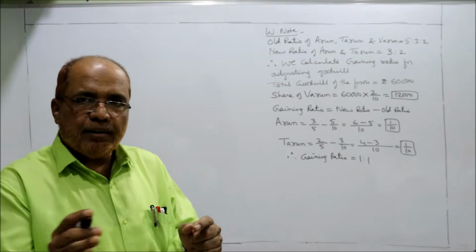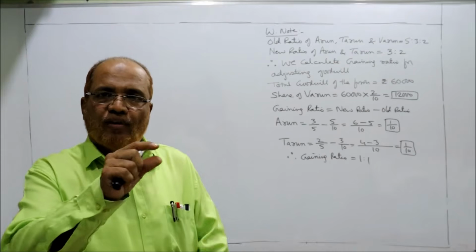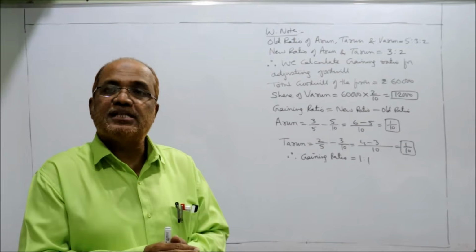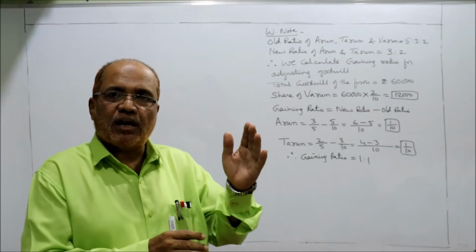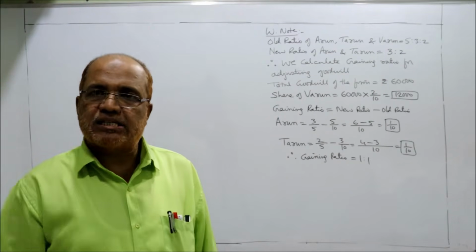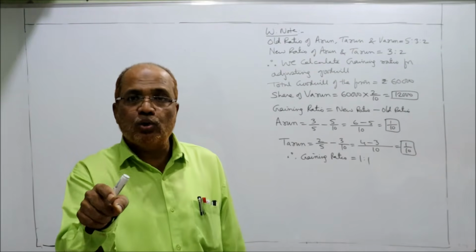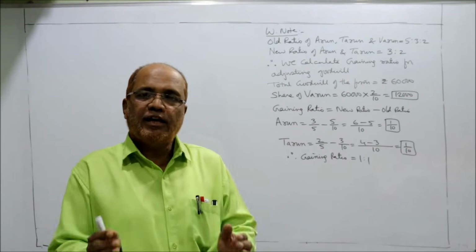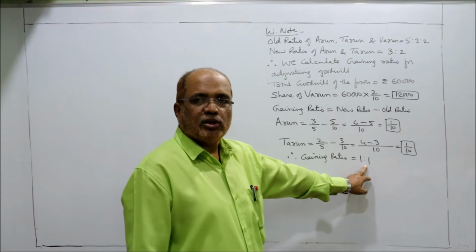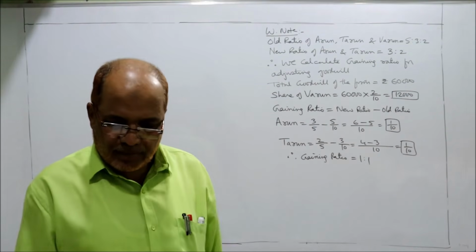That means the retiring partner's share of goodwill is 12,000. So retiring partner is Varun. So Varun's account should be credited by 12,000. The continuing partners are Arun and Tarun. So entry will be Arun's capital account debit 6,000, Tarun's capital account debit 6,000 to Varun's capital 12,000. Continuing partners will share equally because the gaining ratio is 1 is to 1. So 6,000, 6,000, 12,000. These are the working notes.